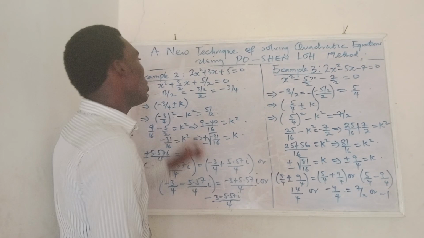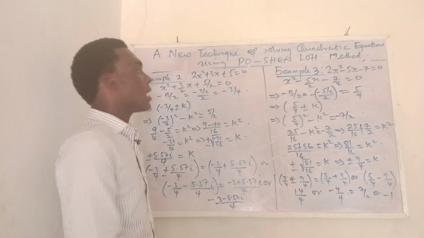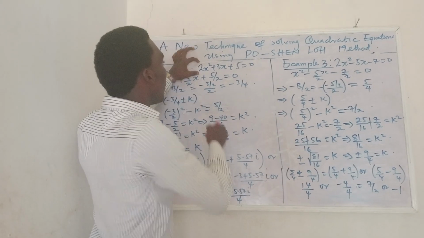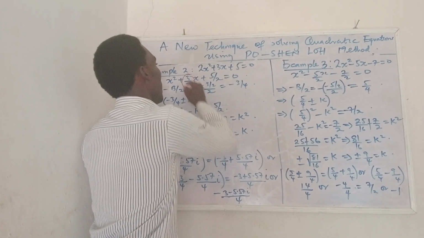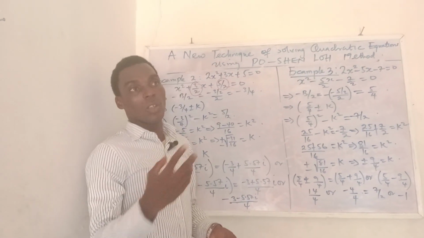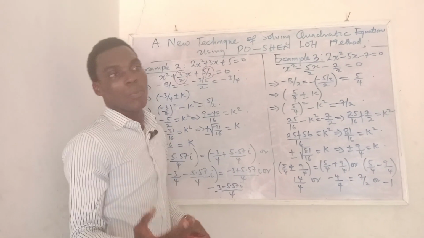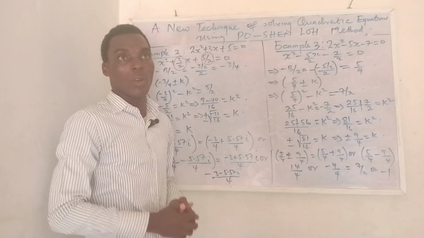The first thing we have to do is to divide through by A, and our A here is 2. So if I divide through by 2, I will have here to be 1, here will be 3 over 2, and here will be 5 over 2. Now let's implement the Lo's method. Please, if you have not watched our previous video, go back. You will see the algorithm of Lo's method.